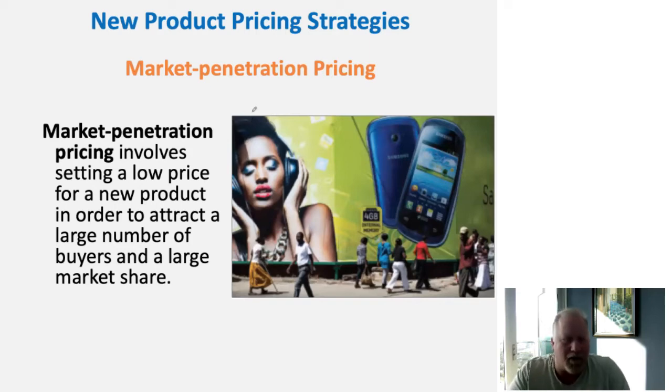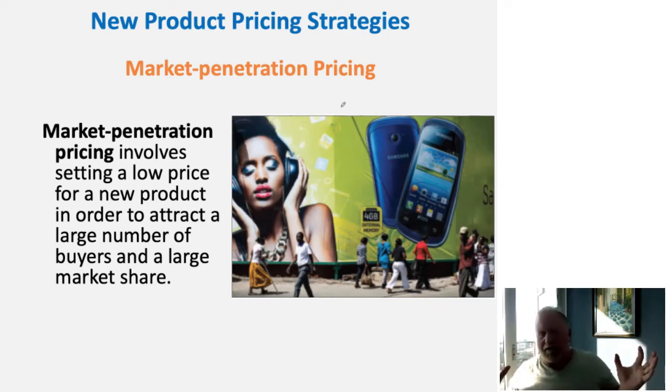Next, we have what we call the market penetration pricing strategy. This is when a company tries to get maximal share of the marketplace, the most customers possible, by introducing their product at a price that is extremely competitive, a low price, to be able to gain the number of people using the product and then capture a large percentage of buyers on that product, what we call a large market share.